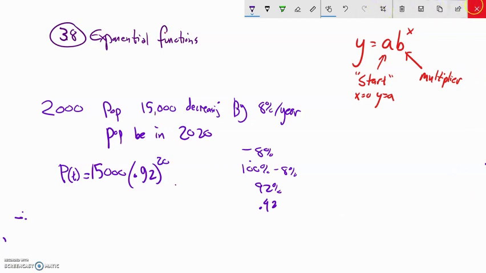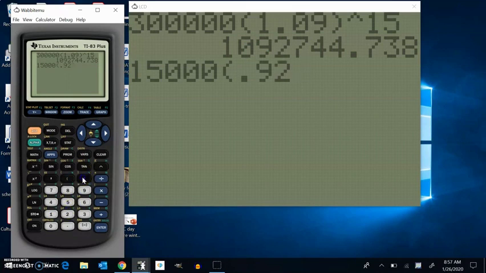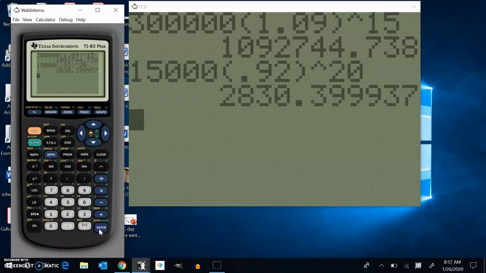So let's see if I can remember all those. 15,000 times 0.92 to the 20th. So 15,000 being multiplied by 0.92 to the 20th. So it would be down to just 2,830 people. That's a big decrease, right? But it's over 20 years, losing 8% each year.